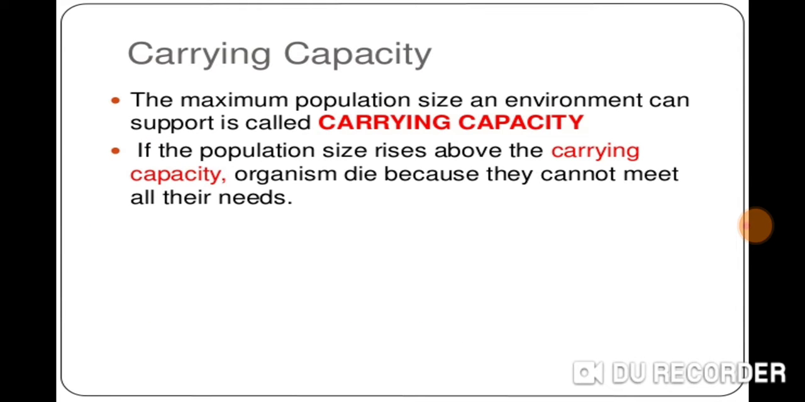Carrying capacity. Every environment has a specific carrying capacity. The maximum population that an environment can support is known as carrying capacity. If a population size rises above that specific carrying capacity, then the environment cannot meet the population's needs, and the population may not grow properly. It will be overpopulated and eventually die off due to the limiting factors.